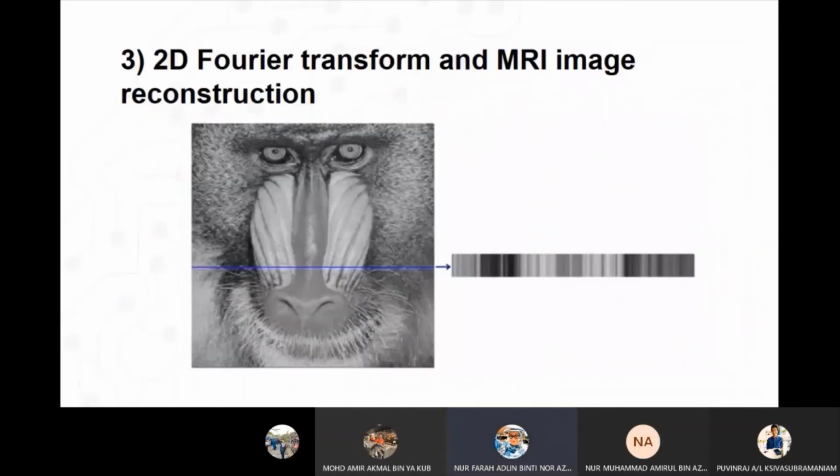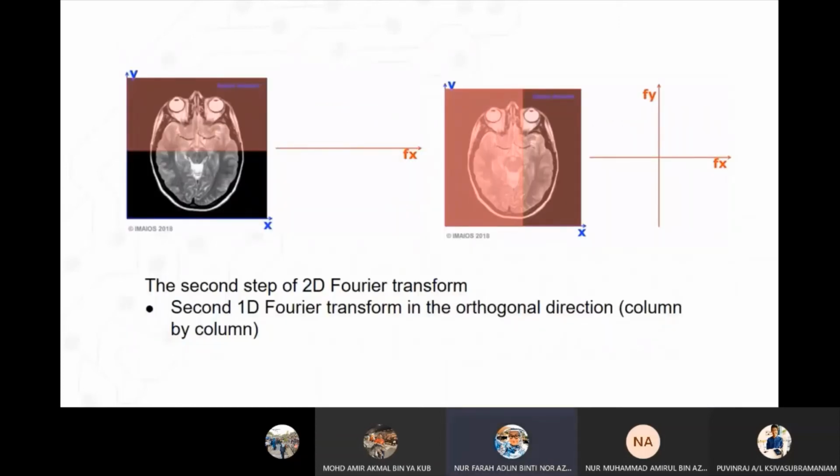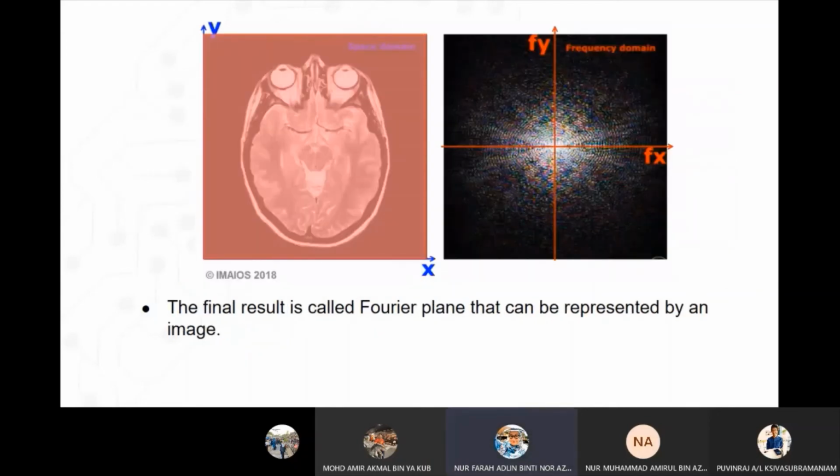Next. The third process is 2D Fourier transform and MRI image reconstruction. This process decomposes a 2D image. So the first step, as we can see, the original image is decomposed row by row, and the gray level of a line is chosen. After that, this is the spectrum obtained. From this spectrum, the image is low spatial frequency. Next. The second step of 2D Fourier transform is a second 1D Fourier transform in the orthogonal direction, which is column by column. Next. This final result is called the Fourier plane, which can be represented by an image.